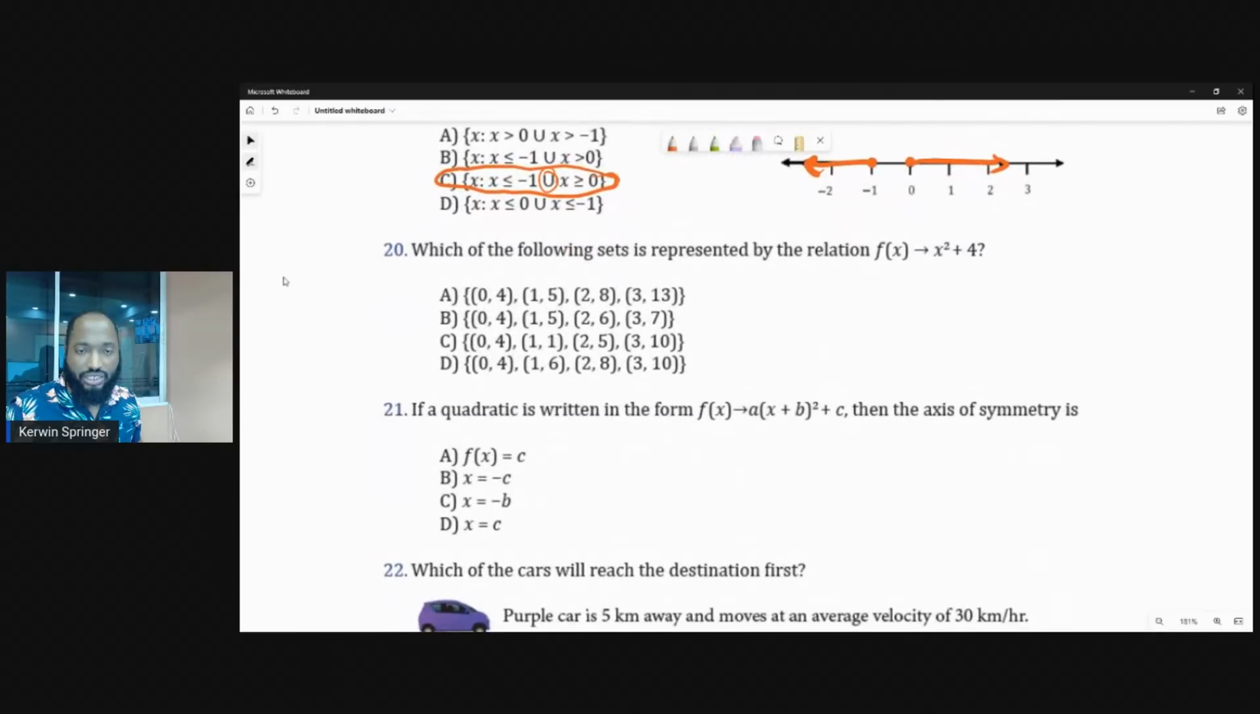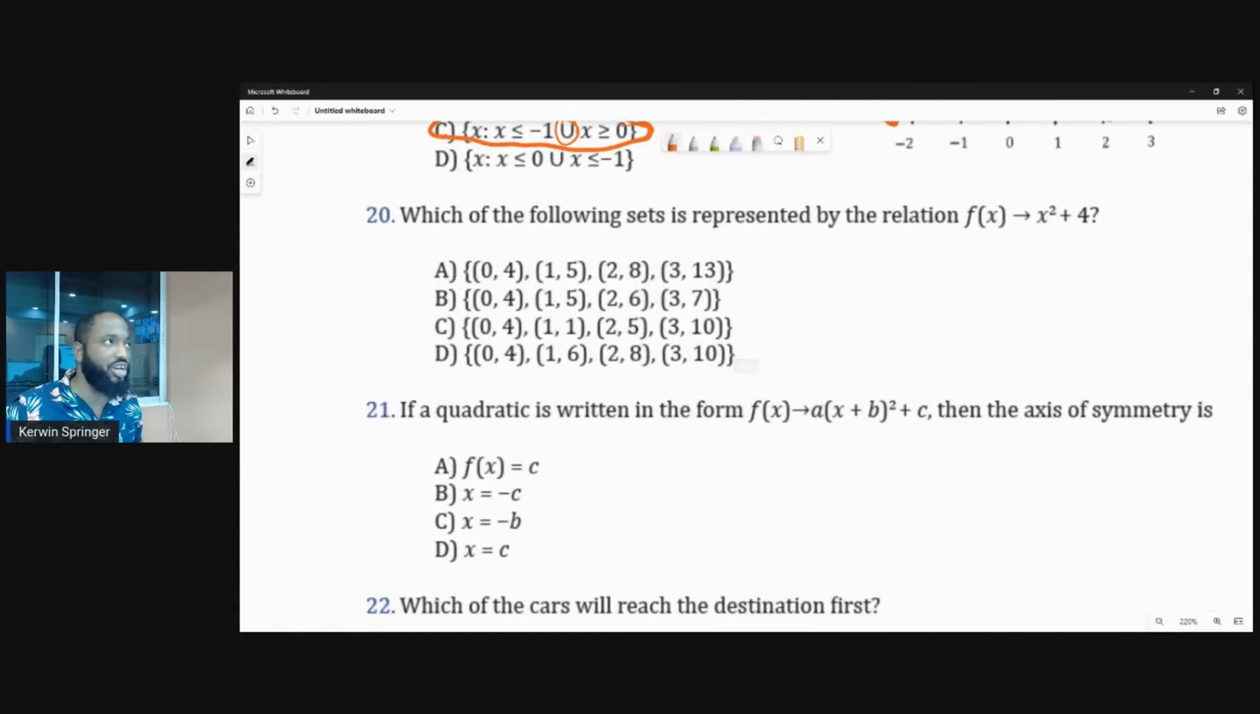Which of the following sets is represented by the relationship f of x is equal to x squared plus 4? Well, we had to check all of these. 0 squared plus 4 is 4. 1 squared plus 4 is 5. 2 squared is 4, 4 plus 4 is 8. I can't believe we didn't get lucky with the first one. 3 squared is 9, 9 plus 4 is 13.